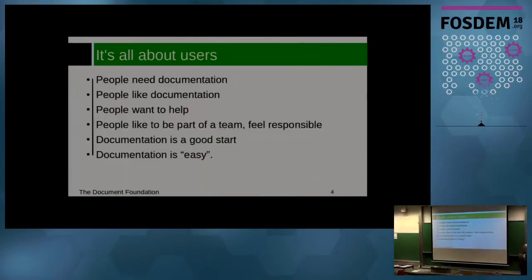So essentially, from the user point of view, what do we want? We need documentation. Like I said, it's a complex application. It's something that people really like. People like documentation. In terms of a community, documentation is perceived to be one of the easiest ways to join an open source project. People want to help. People like to be part of the team. This is something that I perceived in some cultures. People like to be part of a team and contribute, so it's a good opportunity for them. They like to feel responsible. And documentation is a very good start because it's perceived to be quite easy to jump in, okay?